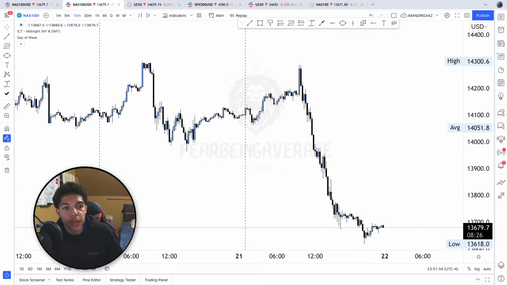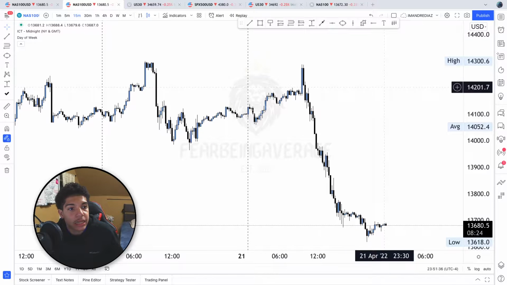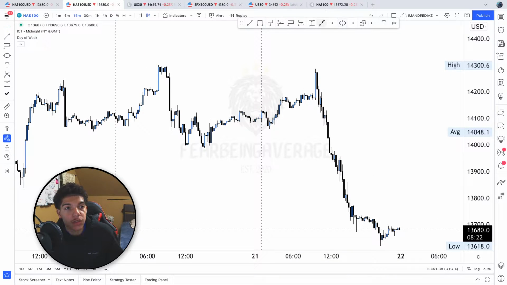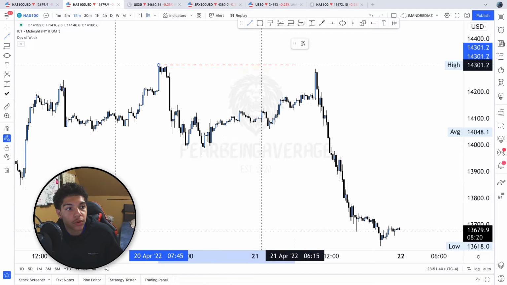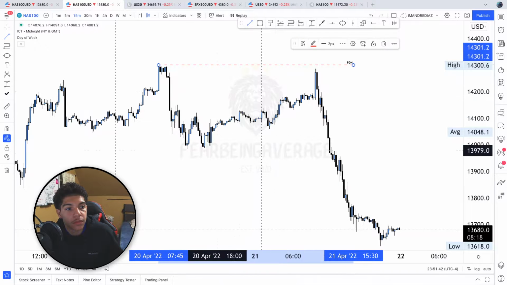But with that being said, let's get right on into this daily range case study. So the first thing we're going to do is what we always do. We're going to get the previous day's high, the previous day's low.